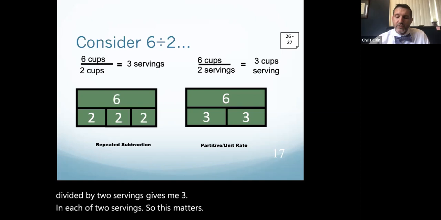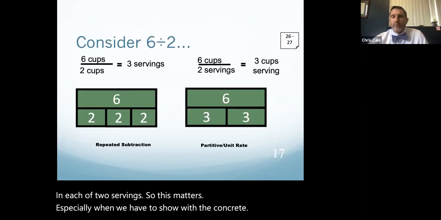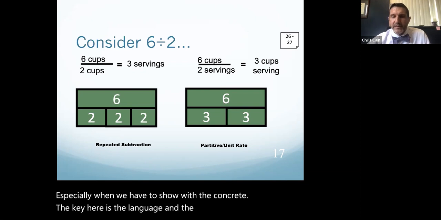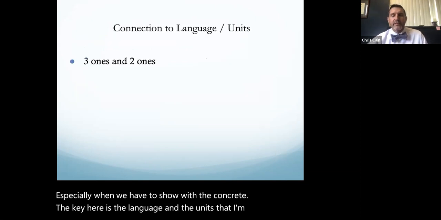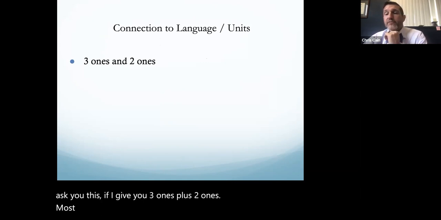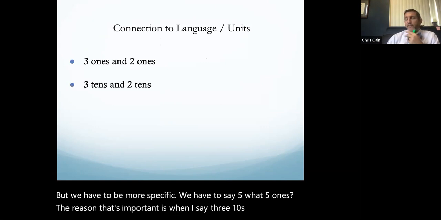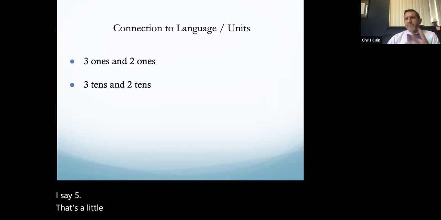especially when we have to show with the concrete. The key here is the language and the units that I'm giving. So if I give you 3 ones plus 2 ones, most of us would say, oh, that's 5. But we have to be more specific. We have to say 5 what? 5 ones. The reason that's important is when I say 3 10s and 2 10s, if I say 5, that's a little more ambiguous. I need to say 5 10s.